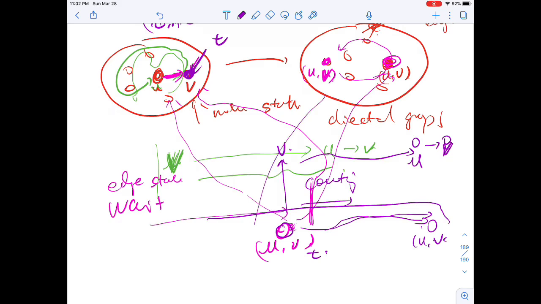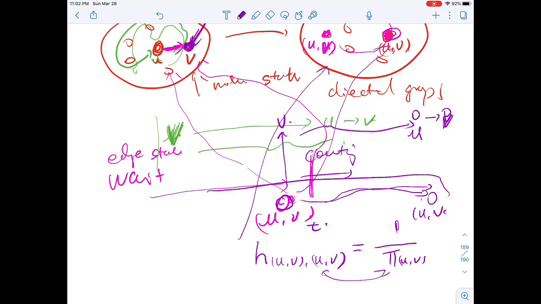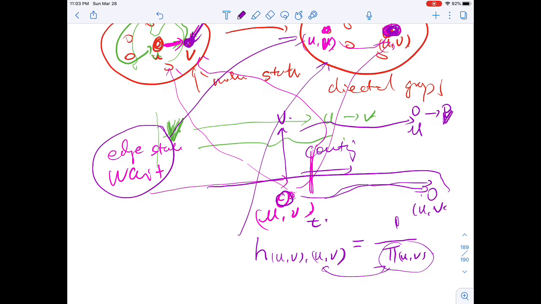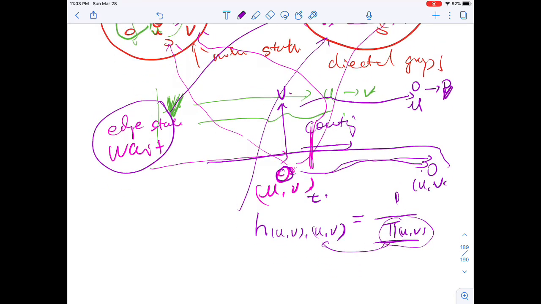I use the states that are in the edge state. I'm looking at the expected hitting time from UV to UV. Right. As I said, in the stationary distribution this is pi UV. This is what we did last time. It's really just the reciprocal of pi UV, 1 over pi UV. What does 1 over pi UV mean? It means that if I look at the graph that consists of the edge states, what's the stationary distribution for the node of pi UV?